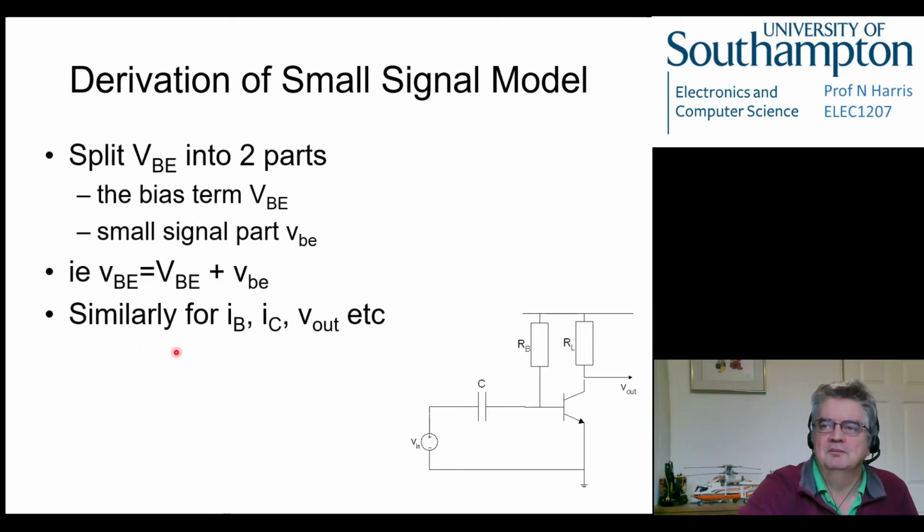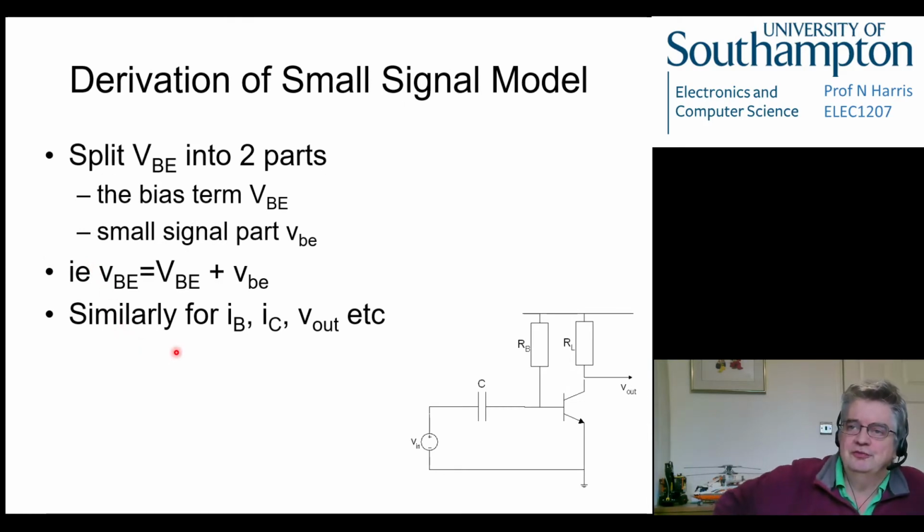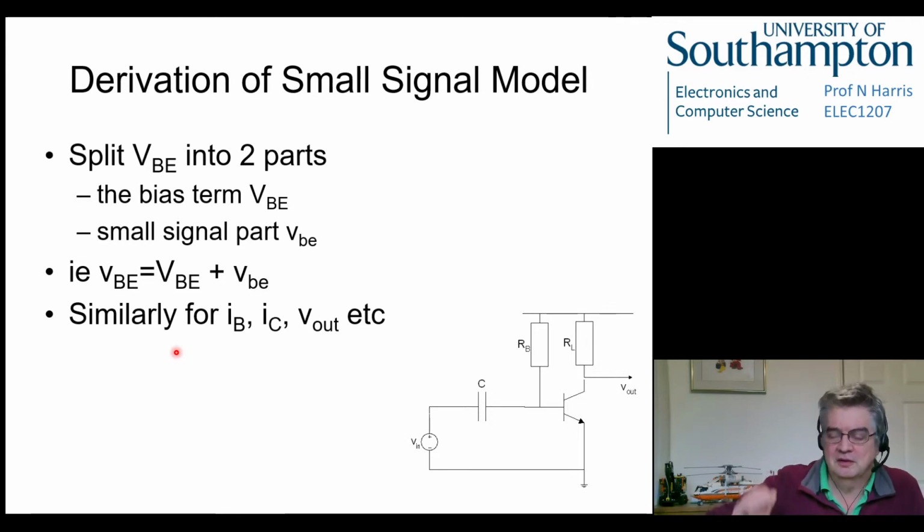So that's the idea. And then we started looking at this idea that actually we can do a superposition, but instead of superposition by just suppressing DC sources, we can do a superposition by splitting the problem into an AC and a DC solution. Exactly the same ideas apply.